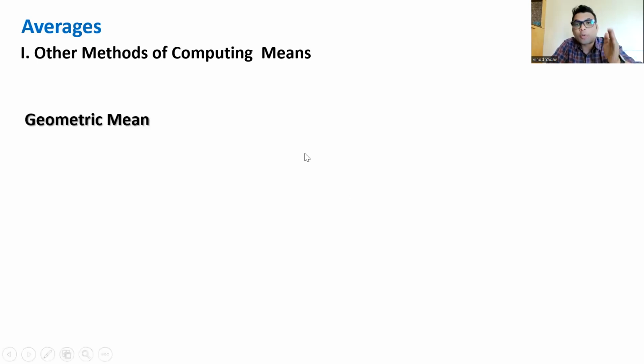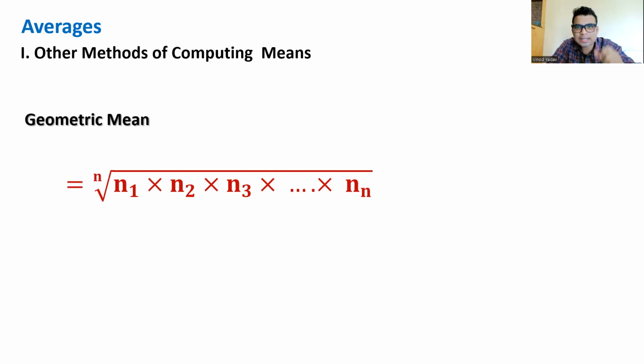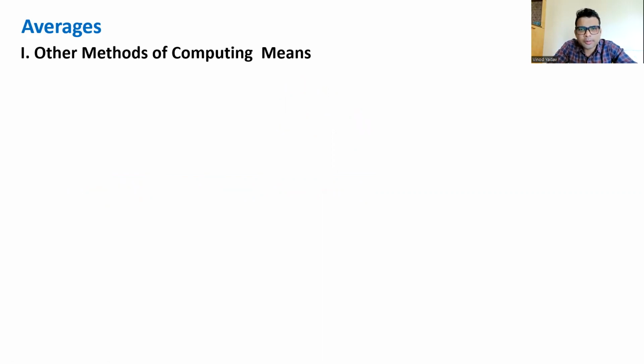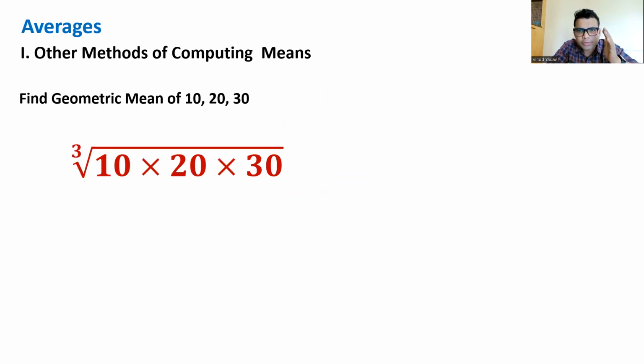The next is geometric mean, short form GM. This is the structure of finding the geometric mean, the formula. nth root of product of these n values. So if there are only two numbers, let's say a1 and a2, product of two numbers, square root. If there are three numbers, so cube root of product of those three values. Okay, and so on. This is the structure to find geometric mean, the formula. I hope you have noted. All right. Example. If there are three numbers 10, 20 and 30, how will you do it? Yes, cube root of product of these three numbers.